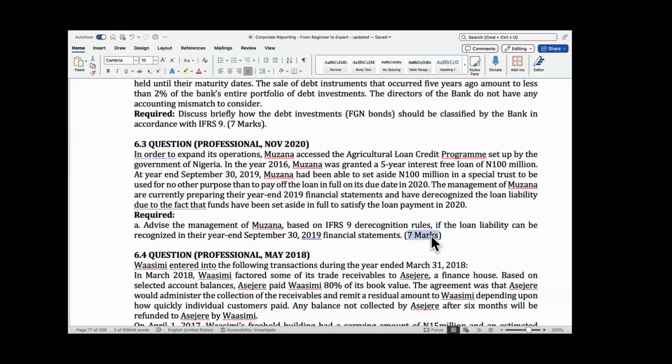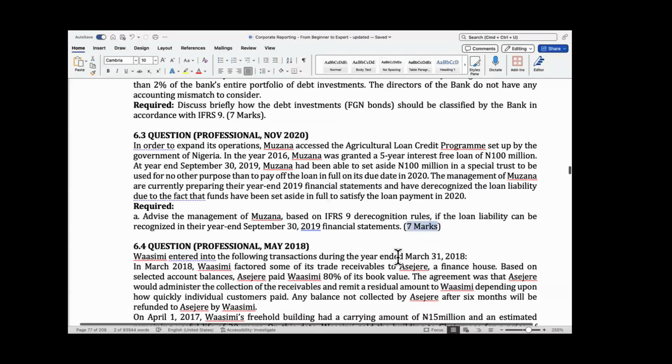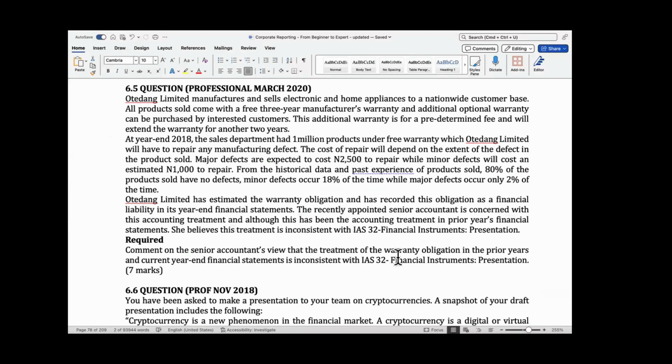Now, from the case above, this liability hasn't been extinguished, that is, discharged, cancelled, or expired. What the company has only done is to set the money aside, which does not translate into extinguishment. For that reason, the company is advised to continue to recognize the loan liability until it is extinguished. That's how you answer questions of this nature. And there are some other ones that you can also go through here.